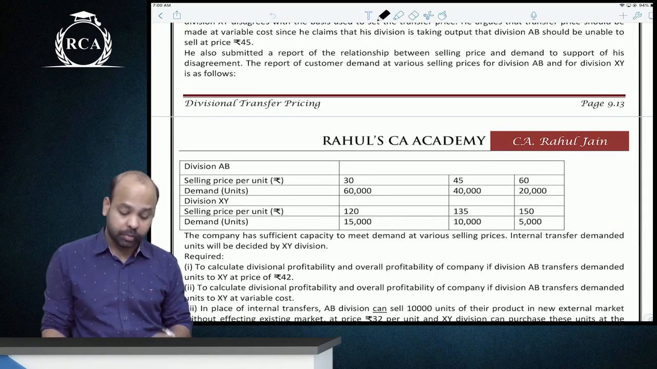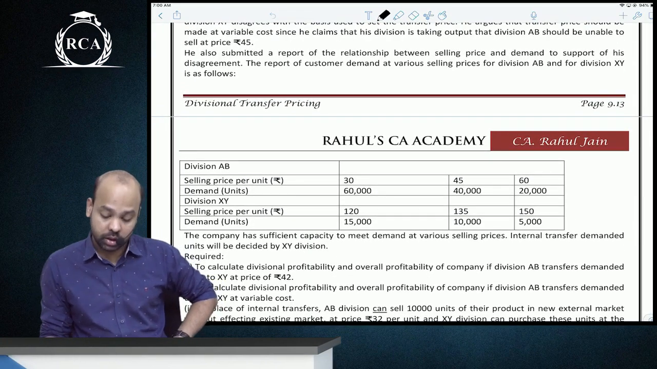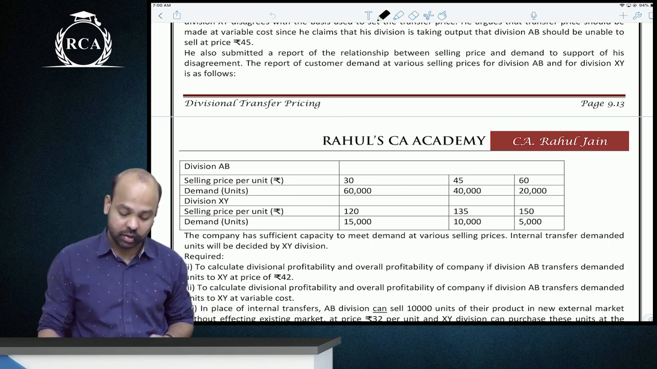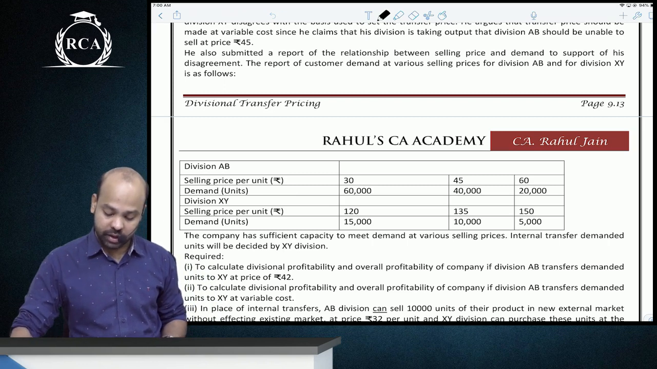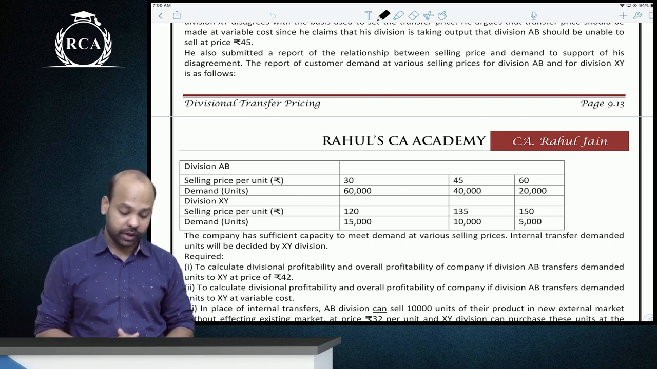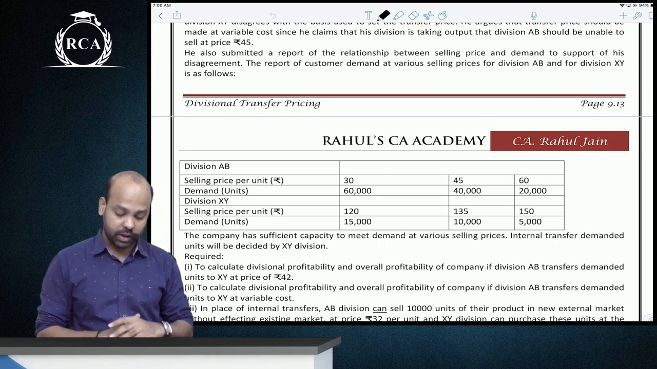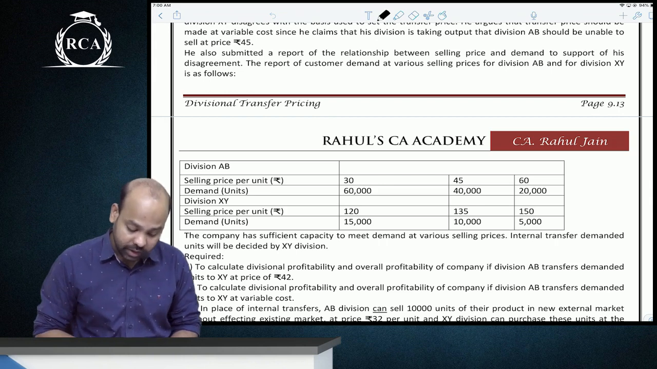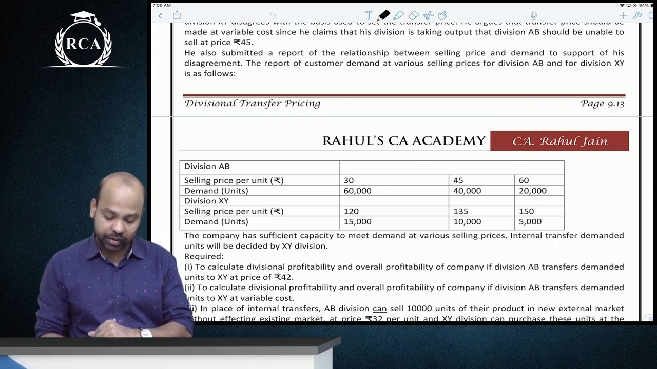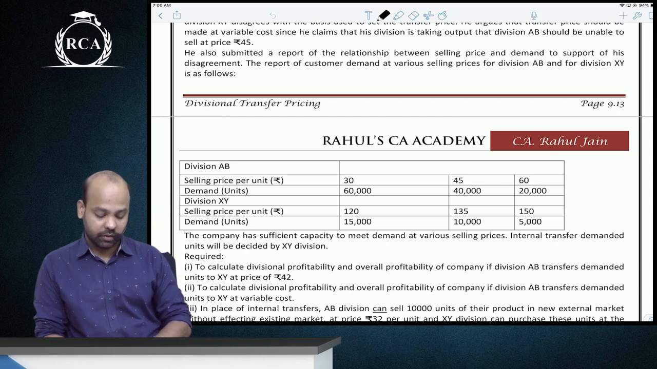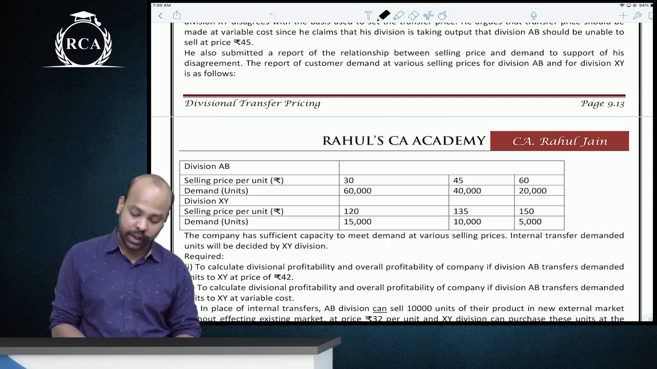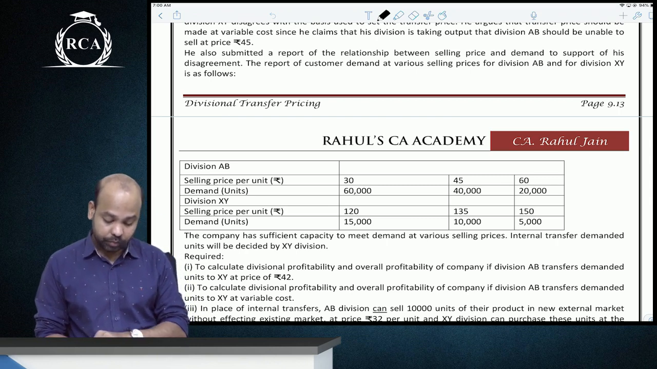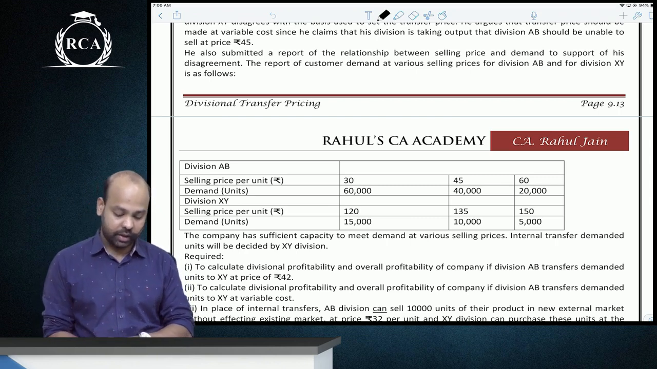He also submitted a report of the relationship between selling price and demand to support his disagreement. The report of customer demand at various selling prices for Division AB and for Division XY is as follows. Division AB can sell 60,000 units in the market provided the selling price is 30 rupees, 40,000 at 45 rupees, and 20,000 at 60 rupees. Division XY can sell 15,000 units at 120, then at 135 and 150. The company has sufficient capacity to meet demand at various selling prices.